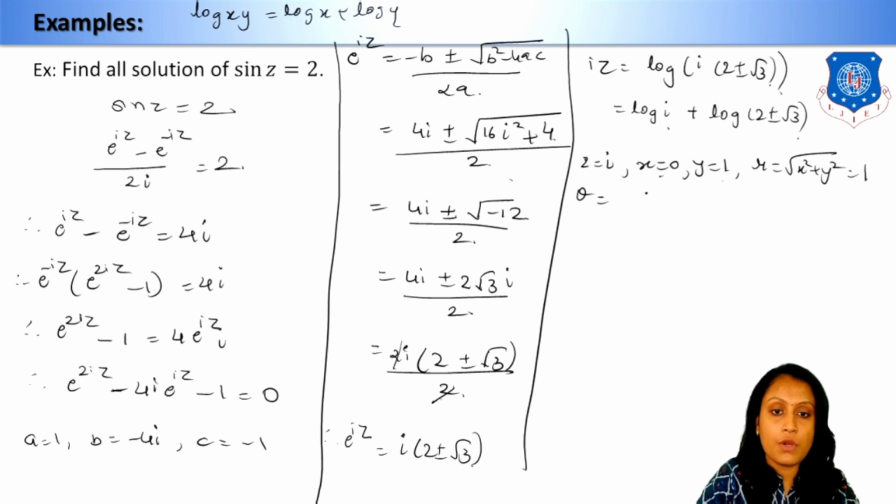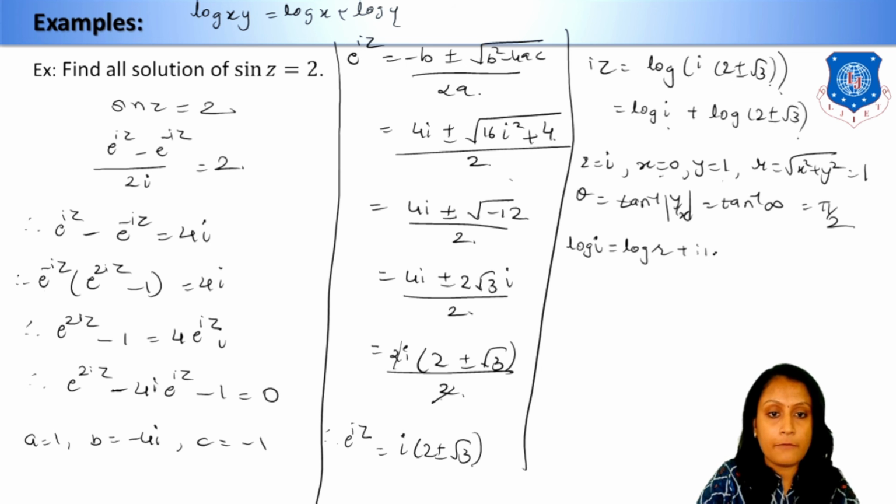Now as x is 0 and y is greater than 0, it lies on the positive y-axis. Therefore theta is tan inverse y by x. So this is tan inverse infinity, and this answer is what? Pi by 2. So the answer of log i is what? Log r plus i theta. Now r is 1, so log r, that is log 1, is 0, and theta is pi by 2. So here we have i pi by 2.